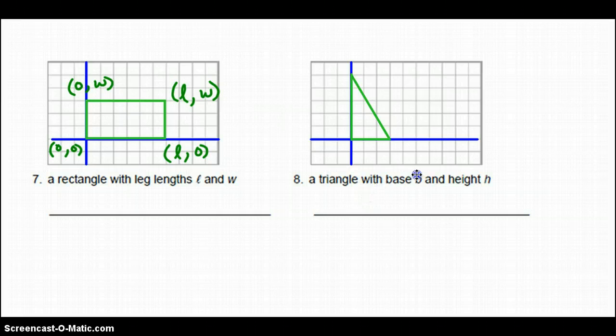In this one, a triangle with base B and height H, the base is what I'm calling this horizontal leg. So our coordinates would be 0, 0 for the right angle, and B, 0 for this vertex. This vertex at the top would be 0 for the x-coordinate, and then this is what we're calling our height, so the y-coordinate would be H.